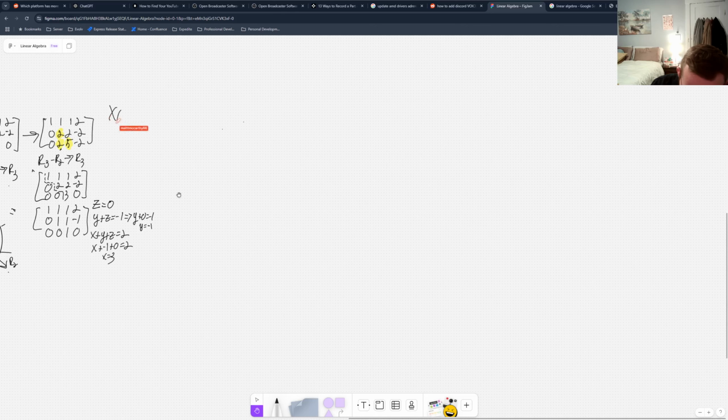Let's use the third one. We had x plus 3y plus 6z equals 0. And we said that x is 3 and y is negative 1 and z is 0. So 3 minus 3 plus 0 equals 0. 0 equals 0. Looks good to me.